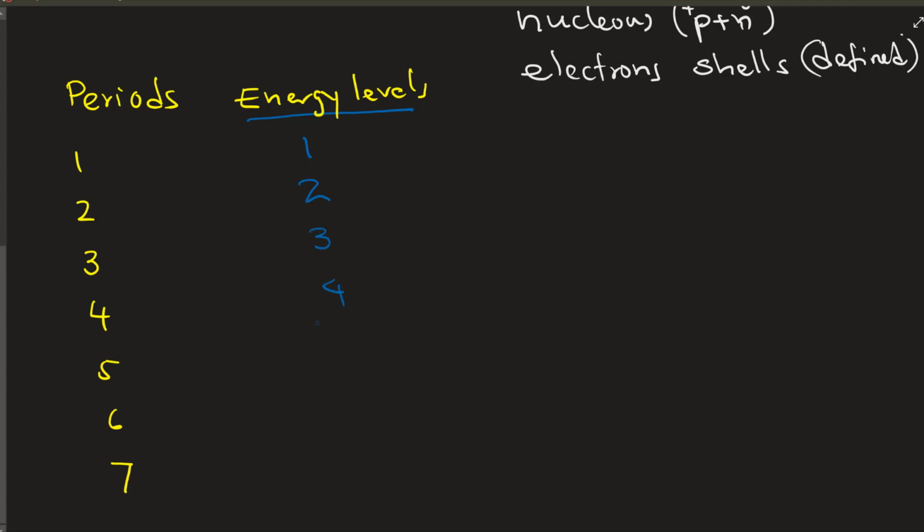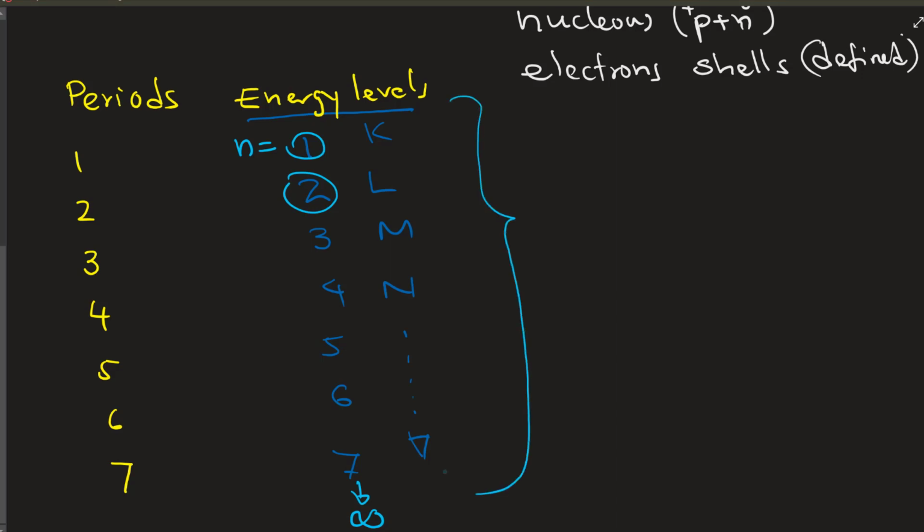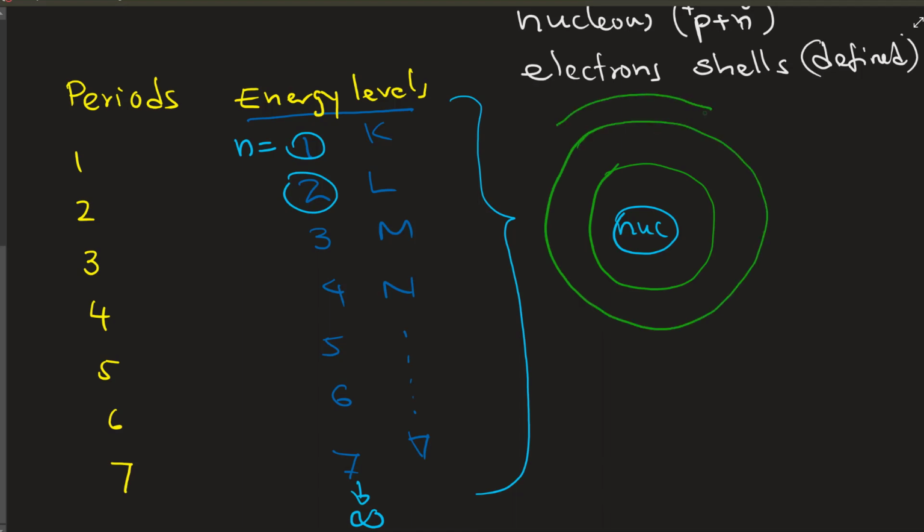And actually the energy levels, the quantized ones, also go from 1 to 7, and we label them K, L, M, N, O, P and so on, right? Now, these energy levels we also label with a simple n, and at the very end it goes to infinity, right?